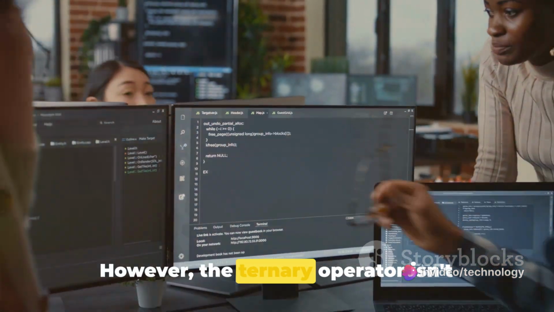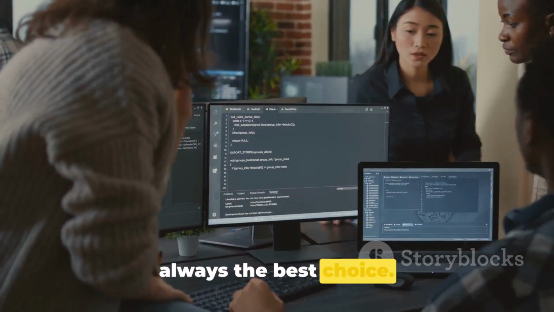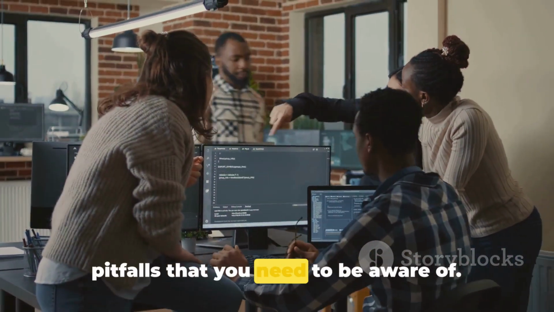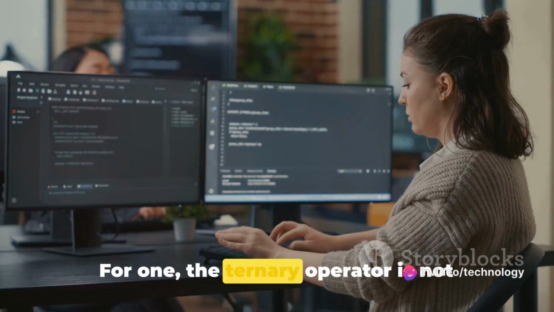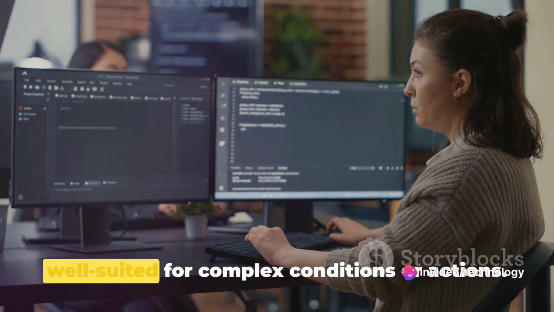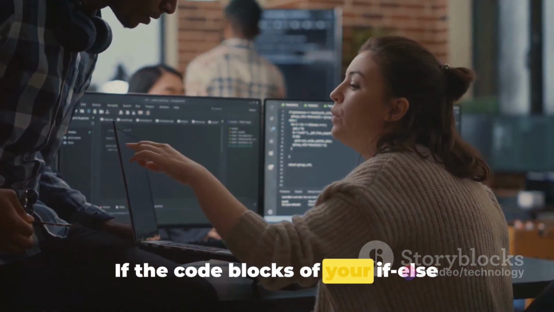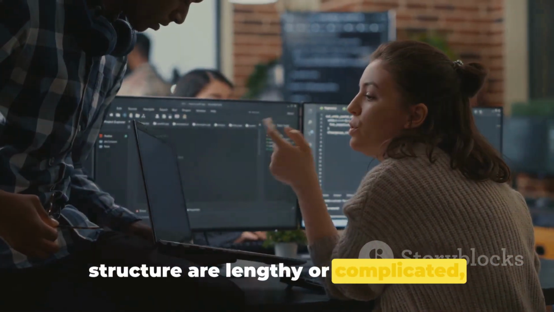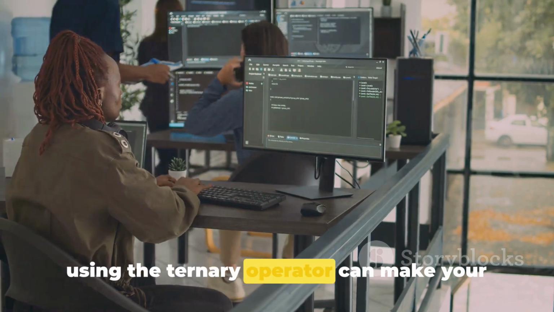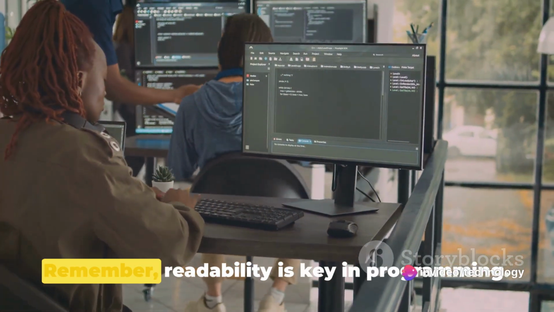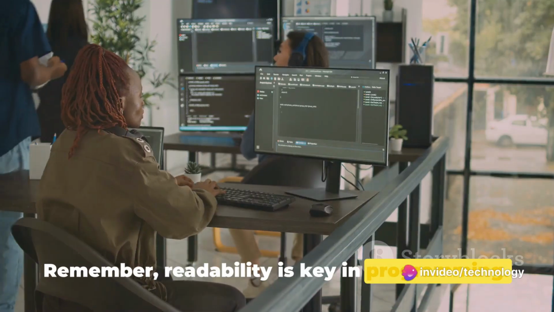However, the ternary operator isn't always the best choice. There are limitations and potential pitfalls that you need to be aware of. For one, the ternary operator is not well suited for complex conditions or actions. If the code blocks of your if-else structure are lengthy or complicated, using the ternary operator can make your code less readable and harder to maintain. Remember, readability is key in programming.